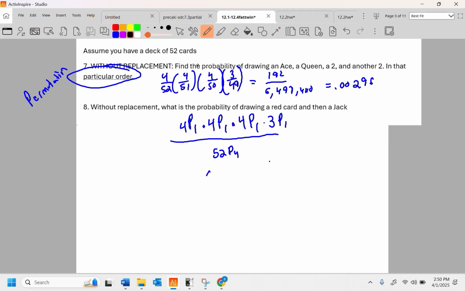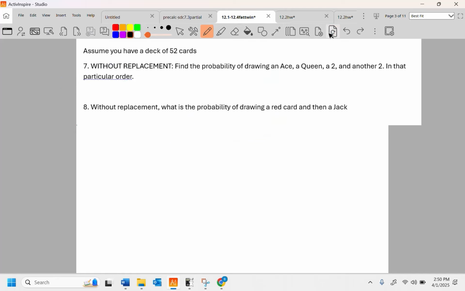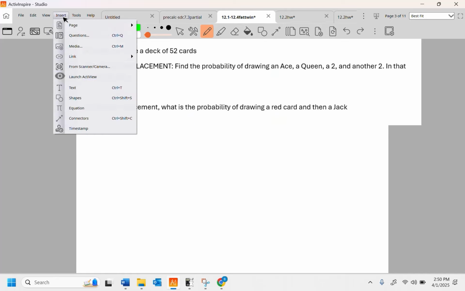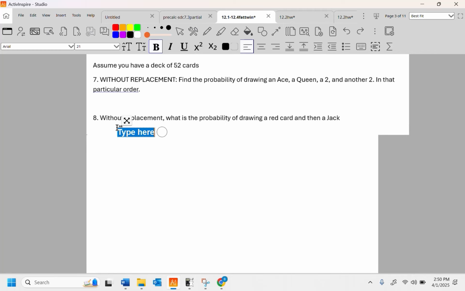All right, so without replacement, what is the probability of drawing a red card and then a jack? So this is one of those where you have to think about situations. And that's kind of the issue with most people in probability. So it's a 52 card deck. The probability of being red is a half, okay?